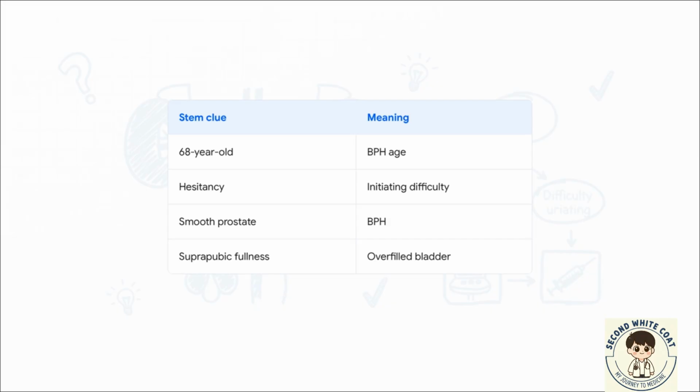68-year-old man? Well, that's the classic age for benign prostatic hyperplasia, or BPH. Difficulty initiating urination. That is literally the clinical definition of hesitancy. Suprapubic tenderness and fullness, his bladder is just massively overfilled. And here's the absolute most critical trigger phrase, an enlarged smooth prostate. That word smooth, it's your neon sign for BPH. When you see this specific combo, your brain should immediately lock onto BPH as your primary diagnosis.